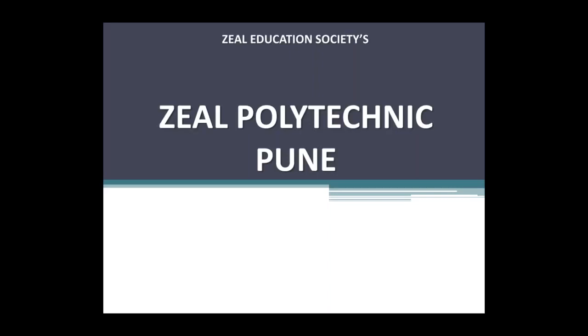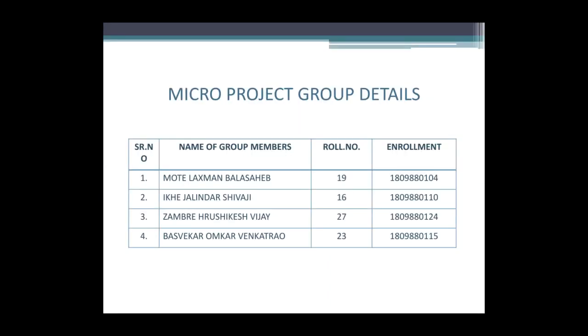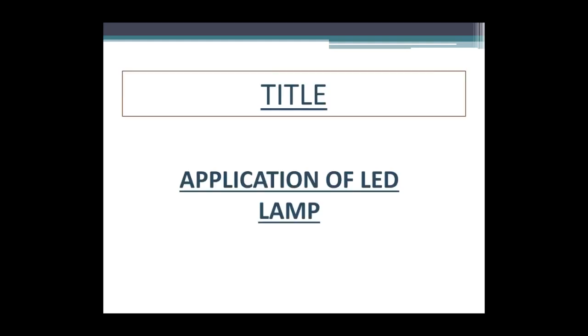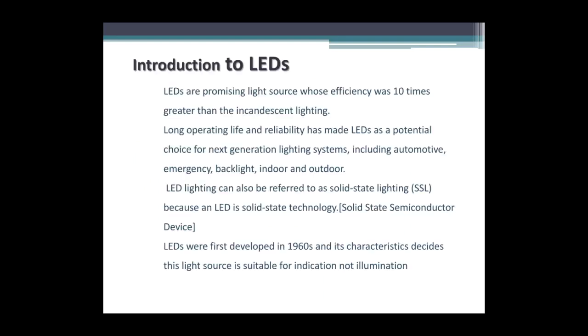Hello ma'am, my name is Omkar Venkatrao Baswekar. I am studying in third year electrical engineering in Zeal Polytechnic Narhe. My group members for the micro project are Mote Lakshman Balasaheb, Ikke Jalindar Shivaji, Zamre Rishikesh Vijay, and Baswekar Omkar Venkatrao. Our group micro project title is Application of LED lamp.